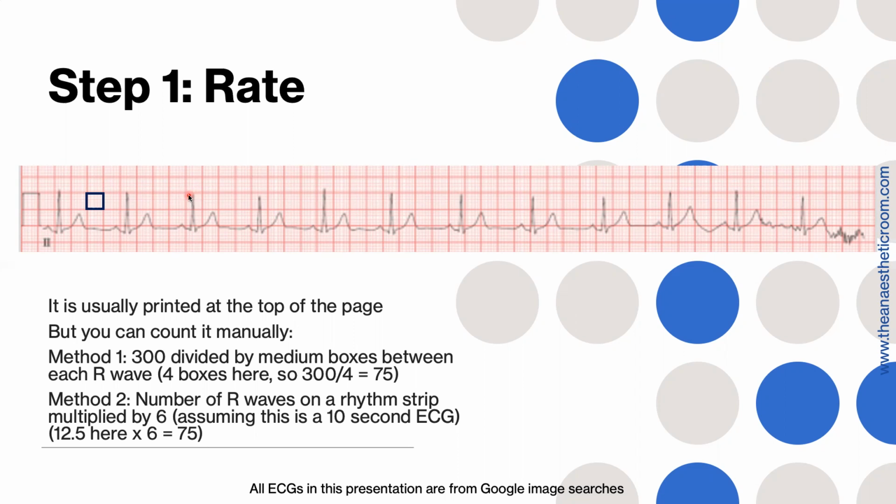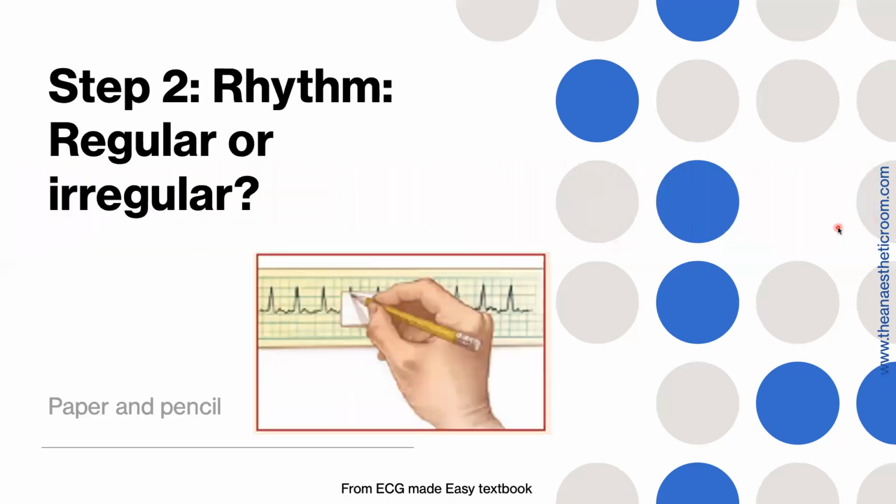So the other option is to multiply the number of R waves on the lead 2 rhythm strip by 6. A standard 12 lead ECG should capture information for 10 seconds. If you are using the normal settings, multiplying these R waves by 6 gives you how many beats happen in 1 minute. So there are 1, 2, 3, 4, 5, 6, 7, 8, 9, 10, 11, 12, and a little bit here. So 12.5 multiplied by 6 gives you 75 as well. So that is the heart rate.